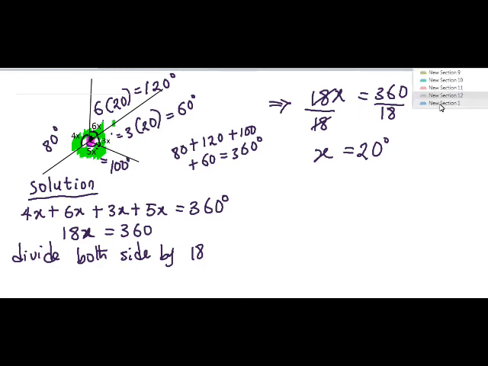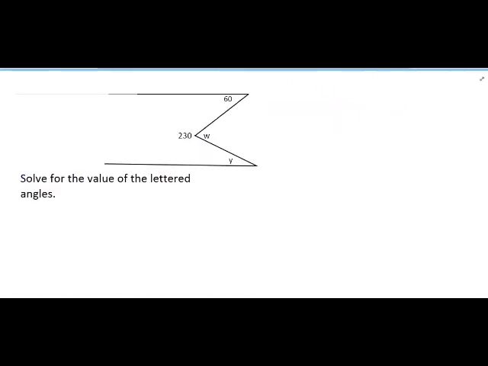So let's go to the last slide. We'll have an angle here of 60 degrees. We'll have an angle here of 230 degrees, and we'll have angle W, and we also have angle Y. They say to find the value of the lettered angles. The lettered angles here we know are W and then Y. Okay, solution. Let's go ahead and solve this.